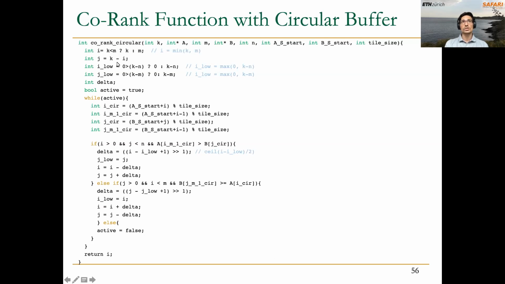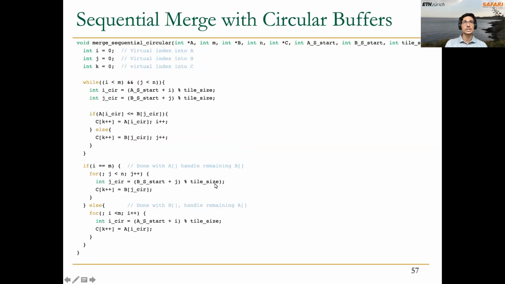in this case the core rank circular function, where, as you see, we are using this i circular, this i minus 1 circular, j circular, and j minus 1 circular that wrap around based on the tile size. We need the exact values of them in order to access the correct values from the input sections of A and B. But in the end, the binary search here is exactly the same, obtaining the delta value and then updating the corresponding variables i and j, depending on which condition is fulfilled. And this is the sequential merge with circular buffers.